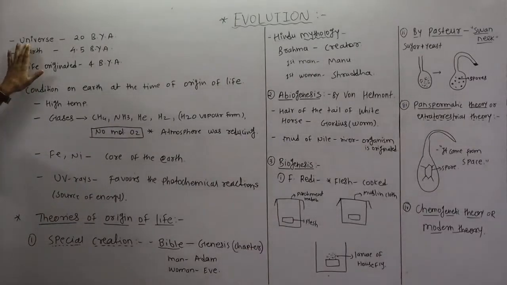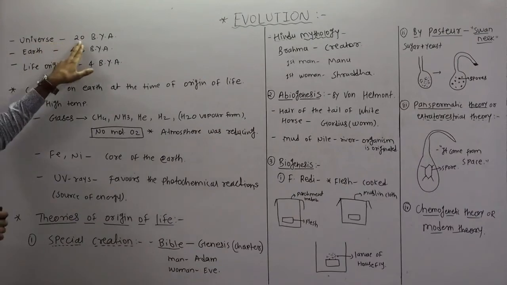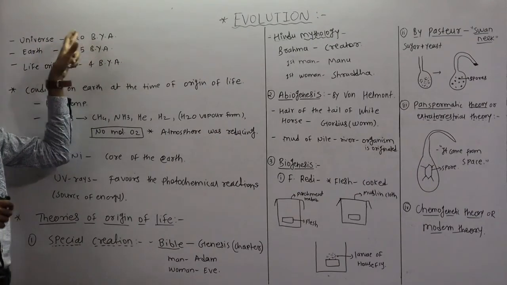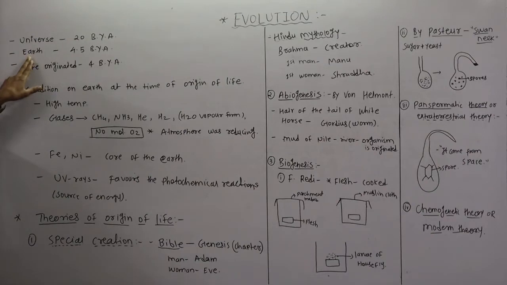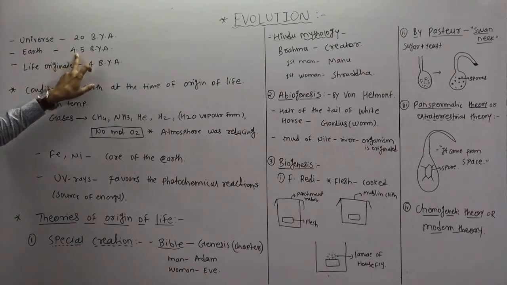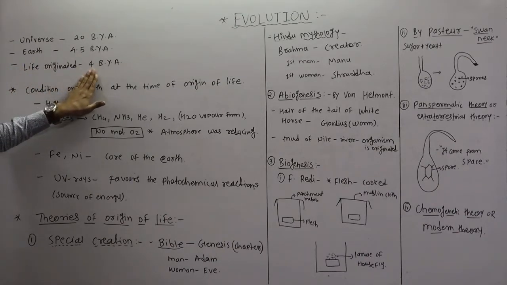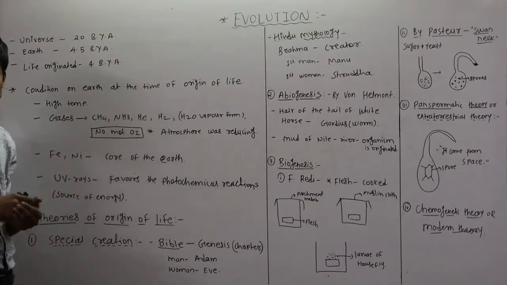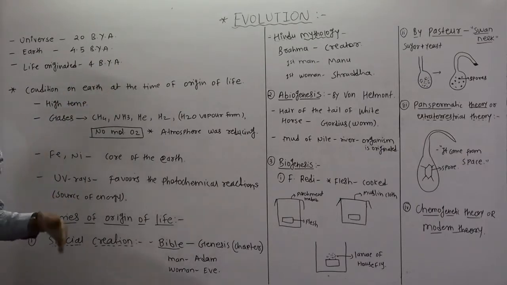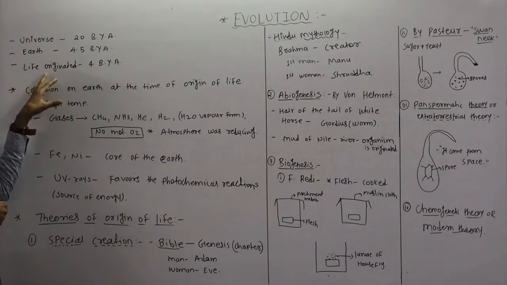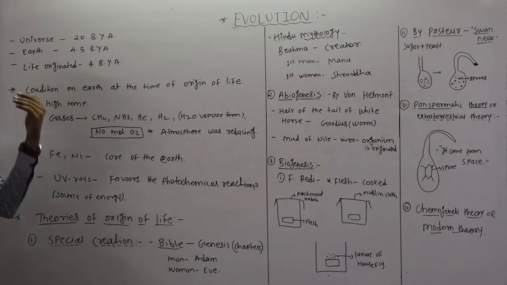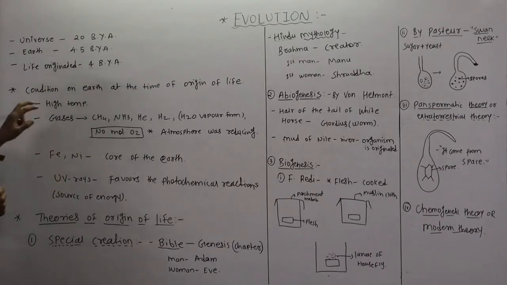The universe was formed about 20 billion years ago. After that, Earth was formed about 4.5 billion years ago, and life originated. It is believed that life originated about 4 billion years ago. So this is the history of the origin of the universe, Earth, and life. Okay? These are theories. This is not 100% certain, but it is believed by most scientists.